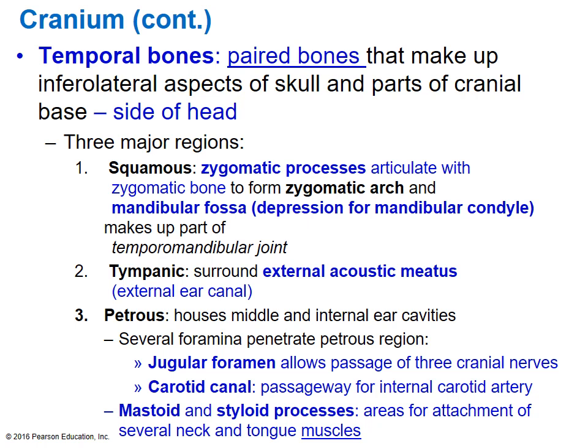The zygomatic process can be described as a bridge-like extension that will allow the temporal bone to connect with the zygomatic bone, which is also known as your cheekbone. The mandibular fossa, a fossa is a depression. It will be a dip found underneath the temporal bone where the mandible or the bottom jaw will be able to connect to make up the TMJ joint, the temporomandibular joint.